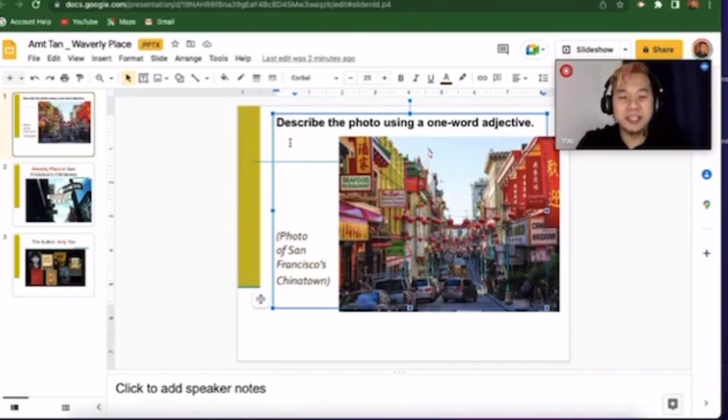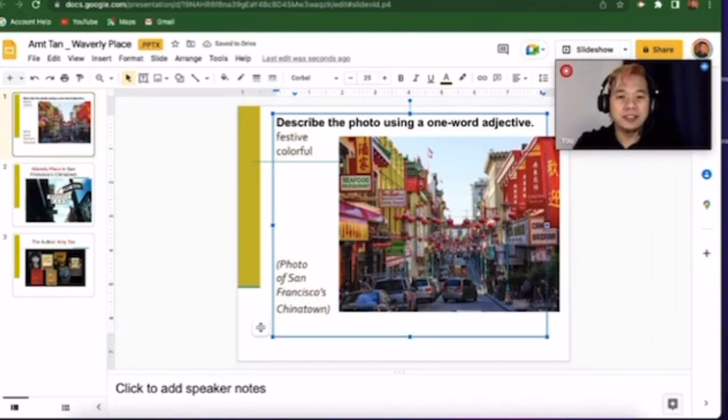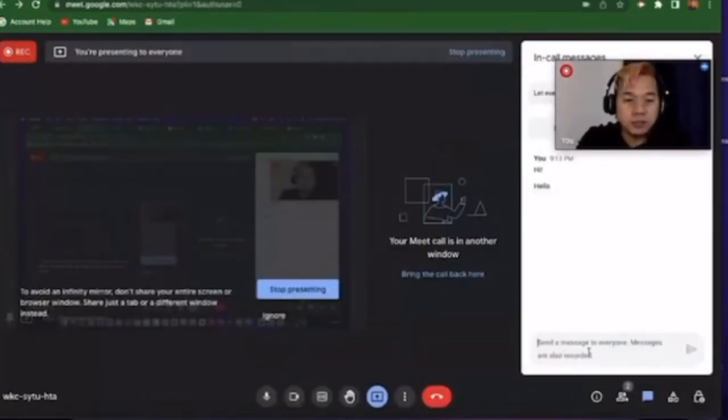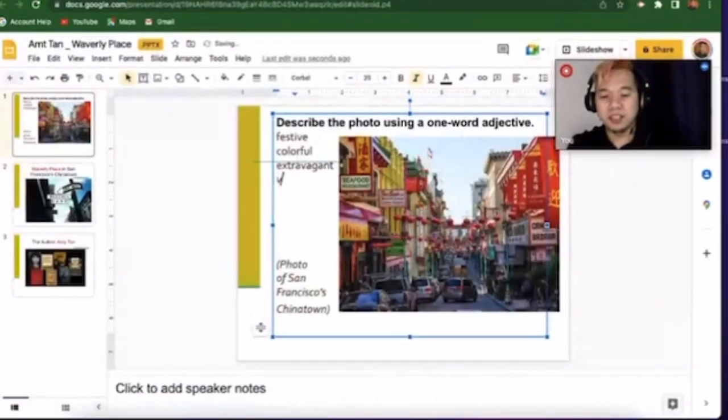Let me start by saying I've been to Singapore with their Chinatown as well. So I feel like it's very festive. What a word, right? Renee, what's your one word adjective? All right, yeah. Colorful. Nice. What about you, Brian? Oh, what a word. I like that. So you said extravagant. Hmm. Nice. Let me check the chat. Oh, yeah, I see somebody answered vibrant. We can add that one to the slide.